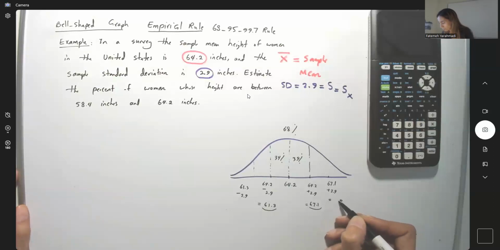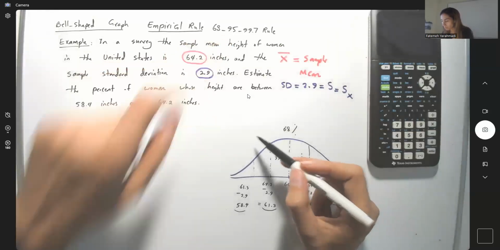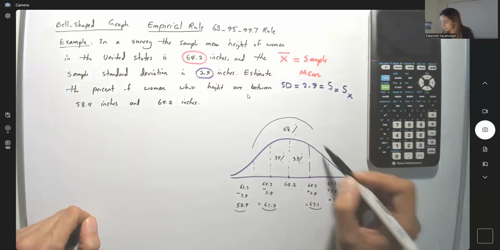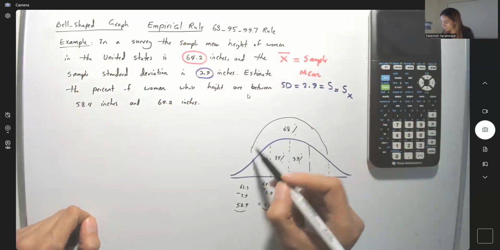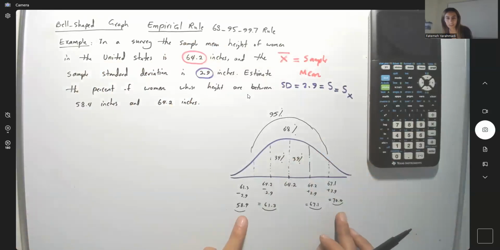But I want to show you how we get the rest of these numbers. So you have 70, and here you have 58.4 inches. So we expect 95% of all women in the United States to have height between 58.4 and 70 inches.